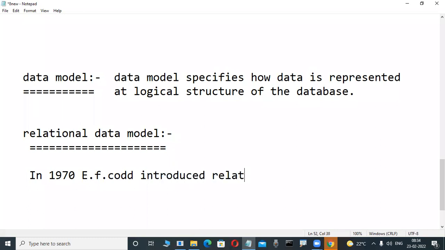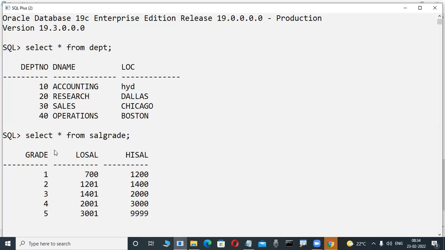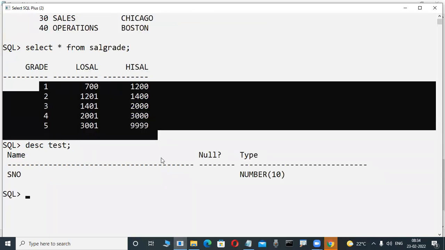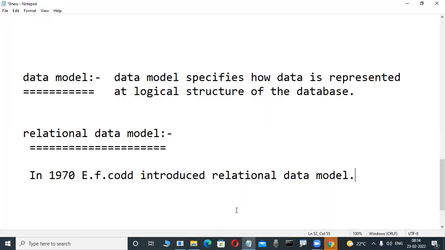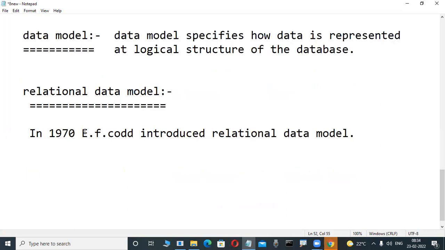In 1970, E. F. Codd introduced the relational data model. This is a very, very important concept. In this relational data model, data is represented in a logical structure in table format. Observe here: this is a table format, a matrix of rows and columns. He also introduced the SQL language, based on the drawbacks of the network and hierarchical data models. In a relational data model, data is represented at a logical structure as a table, that is, rows and columns, because it is a matrix format.